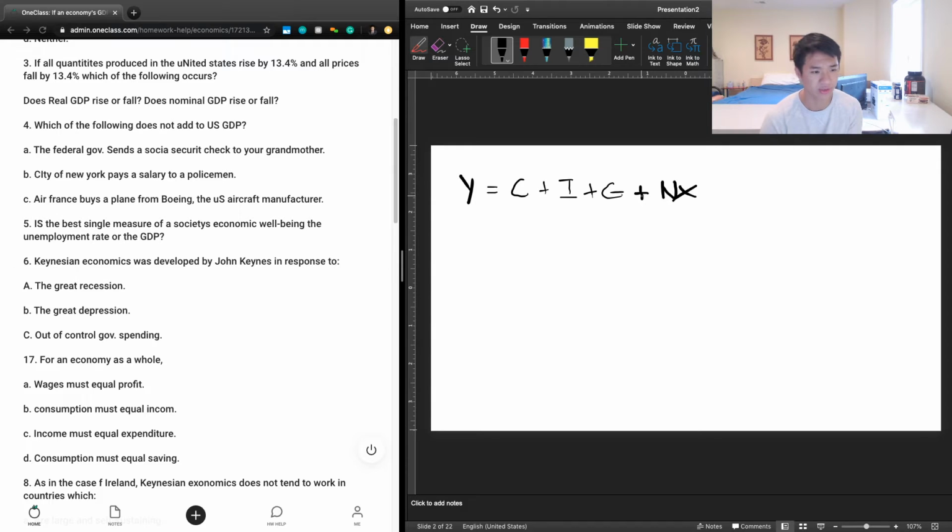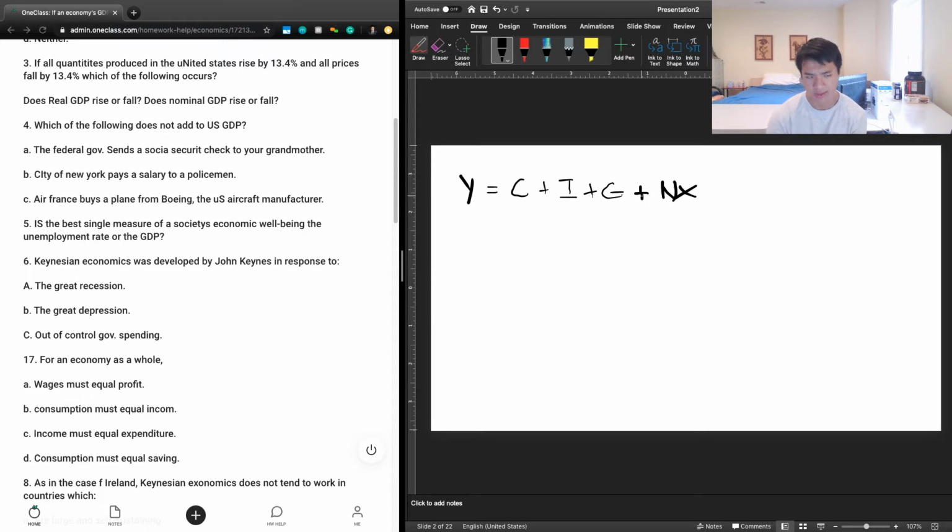And take a look at the other answer choices just to make sure. B says the city of New York pays a salary to policemen. And so we can think about that as government expenditure, spending money that flows into the hands of people. So that's possibly going to add to GDP. And then C says Air France buys a plane from Boeing, the United States aircraft manufacturer, and that's going to increase net exports, right? If Air France buys a plane from Boeing, then Boeing is shipping off a plane that was built in the United States to an international purchaser, and that is what we call an export. And so if that happens, then that export is going to increase.